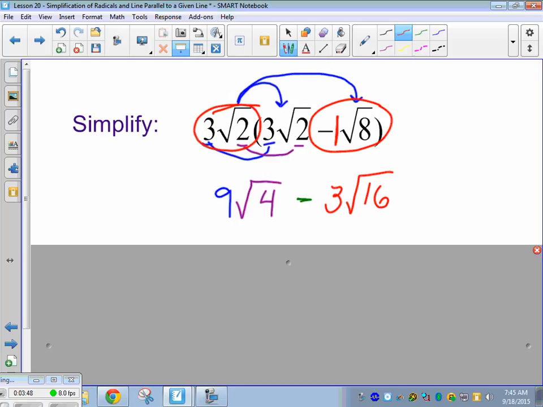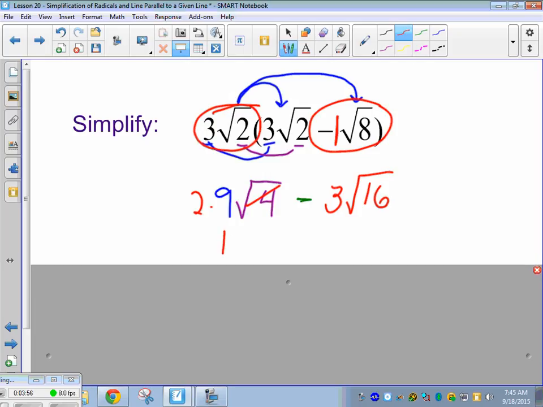Oh, this is going to simplify nicely. All right, so what's the square root of 4? 2, and that comes out front, and there's no more radical anymore, so I have 18 because it's a perfect square number. What's the square root of 16? 4, that comes out front and multiplies. And then I have 18 minus 12 is 6.